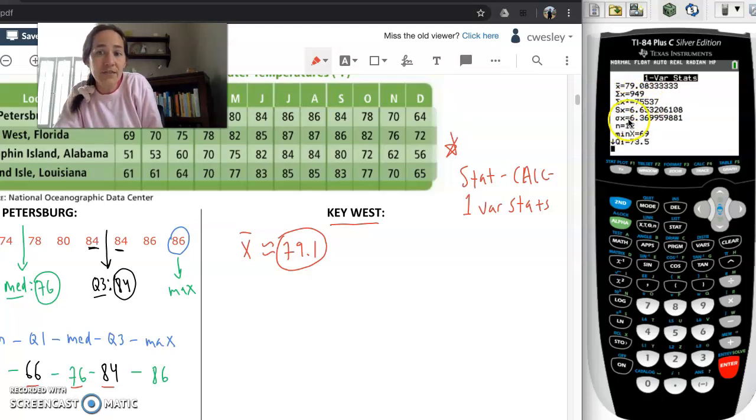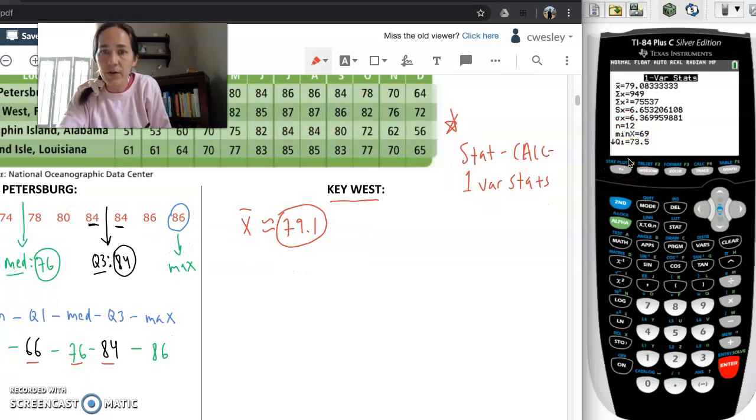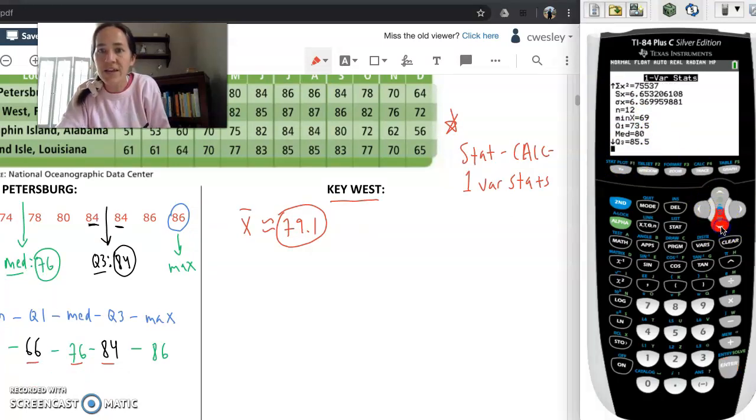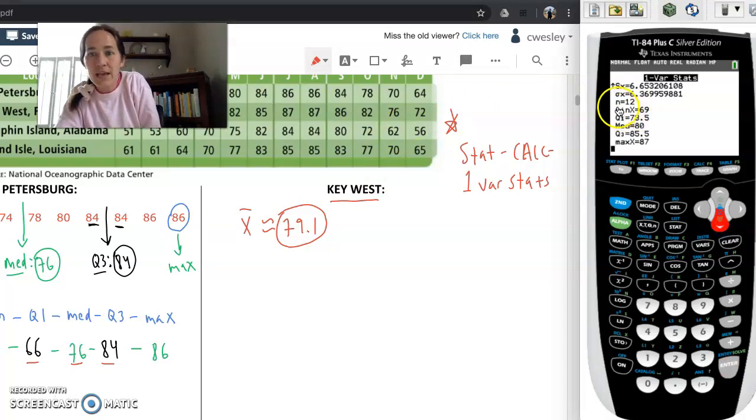S of X and lowercase sigma of X, keep those, put a pin in these because we're going to come back to standard deviation later on down the road. But what do you think N is? N is there are 12 values in the list, and then bam, if I hit the down arrow a couple times on this calculator, it gives me the 5-number summary. I don't have to find it on my own, and it's these 5 numbers. I want to write these down.